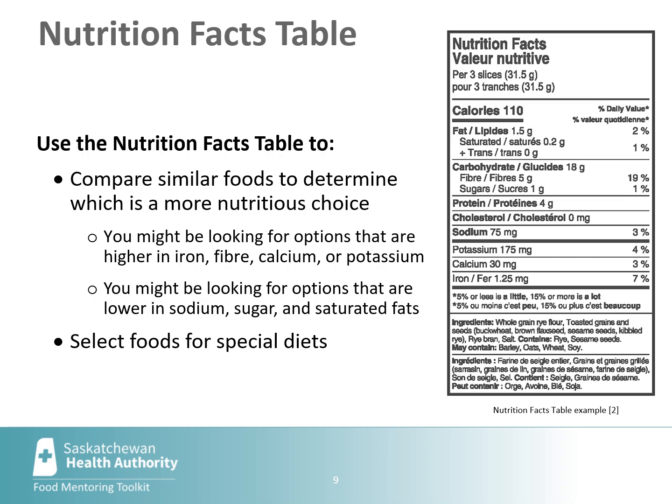Use the nutrition facts table to compare similar foods to determine which is a more nutritious choice. You might be looking for options that are higher in iron, fiber, calcium, or potassium. You might be looking for options that are lower in sodium, sugar, or saturated fats. Also use the nutrition facts table to select your foods for special diets. For example, if you are preparing foods for someone with diabetes, you can use the nutrition facts table to look at the amount of carbohydrates a product has.